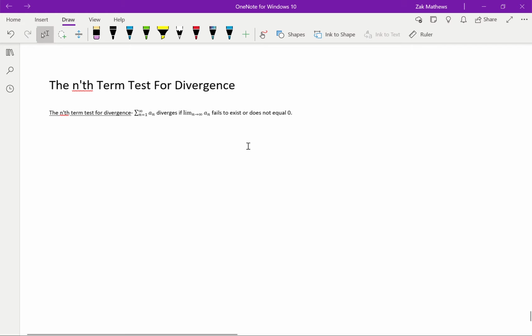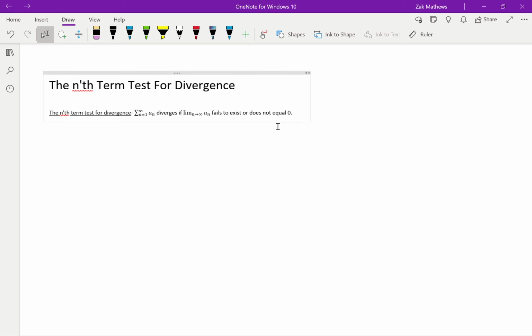Now I do want to stress that if the limit of the sequence does equal 0, that does not mean it converges. All that means is that the nth term test for divergence fails. We need to go on to test for convergence in another way, and we're going to see an example of that. So let's just start with some basic examples.